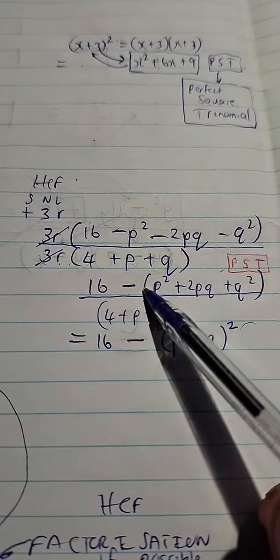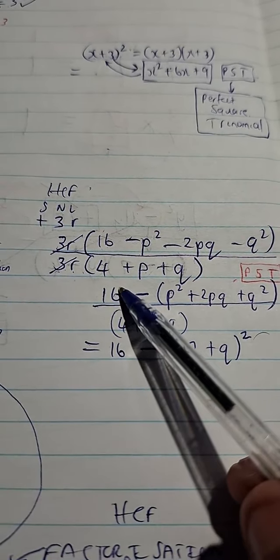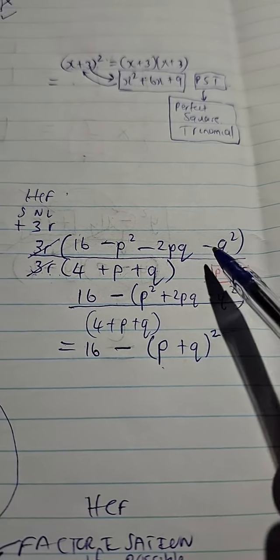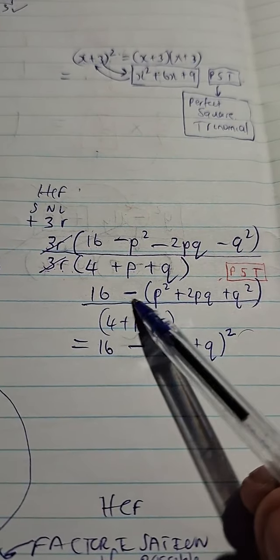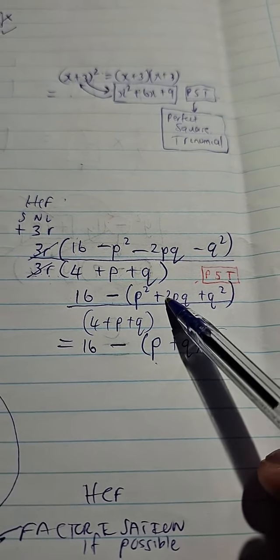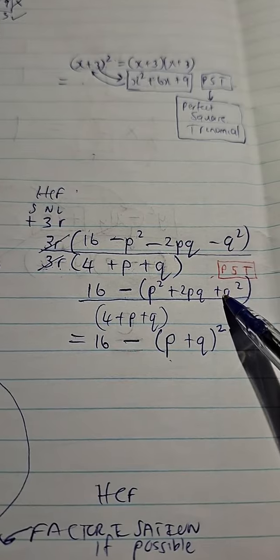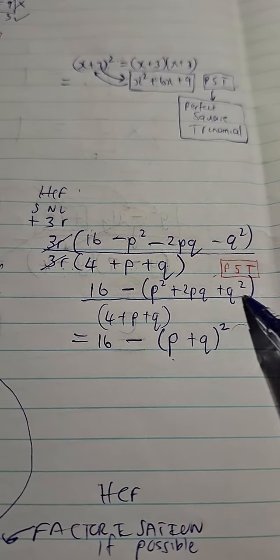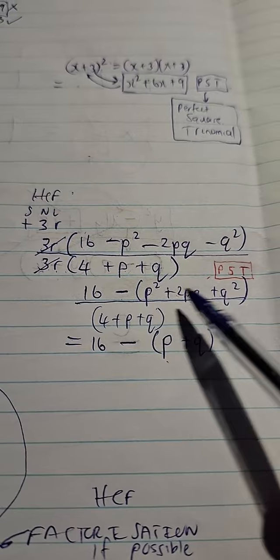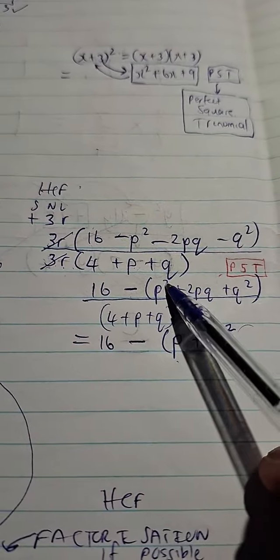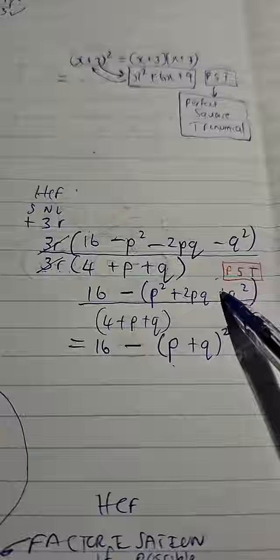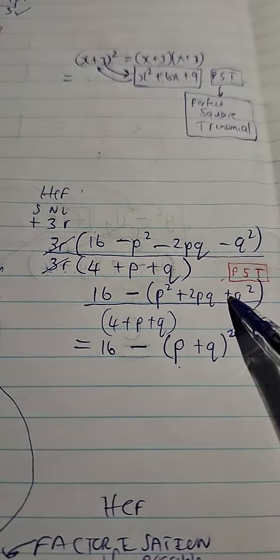So what I simply did is I could see this is 16, it's a perfect square. But then here, this negative p squared minus 2pq minus q squared, I take out a negative sign. I get p squared plus 2pq plus q squared, and that basically is a perfect square trinomial. 3 terms, it's quadratic in nature, and what I'm saying to you is that you can factorize this particular trinomial.